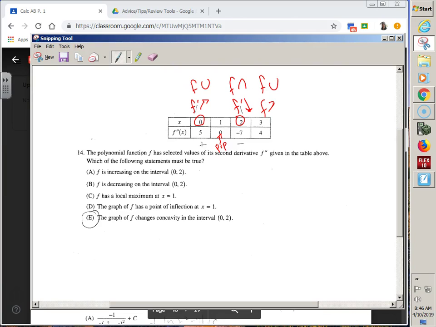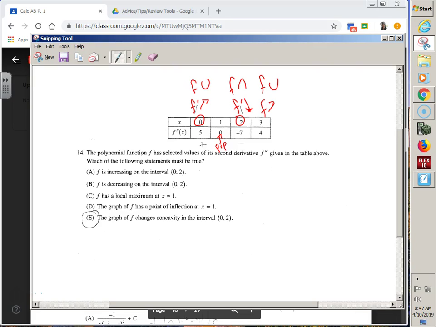Polynomial function means it's continuous, differentiable. All of these will be smooth turns, smooth transitions. But when they start talking about f is increasing on the interval 0 to 2, I know it's increasing at 0. But do I know what's happening after 0? Not actually. And to be honest, I see a decrease and a decrease on average.